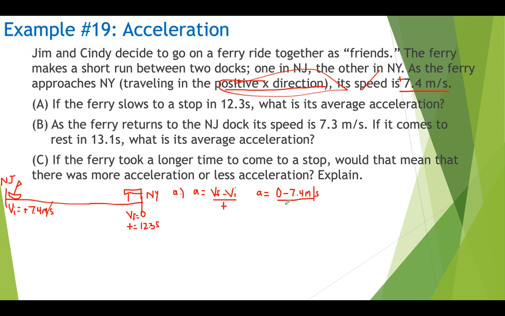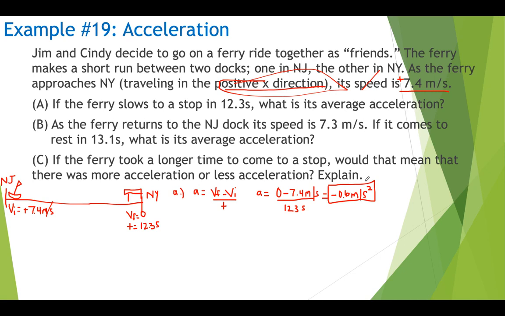All divided by 12.3 seconds. When we plug that into our calculator, we're going to get 0.6. That's a negative 0.6. And what are the units? Meters per second squared. Meters per second over seconds gives us meters per second squared. So we have negative 0.6 meters per second squared.